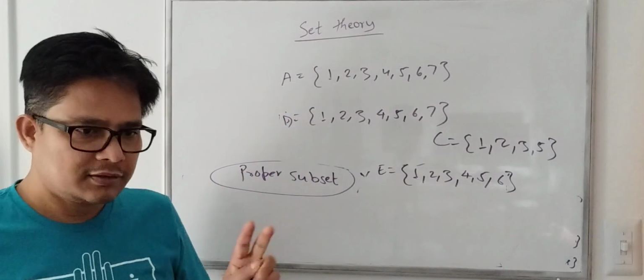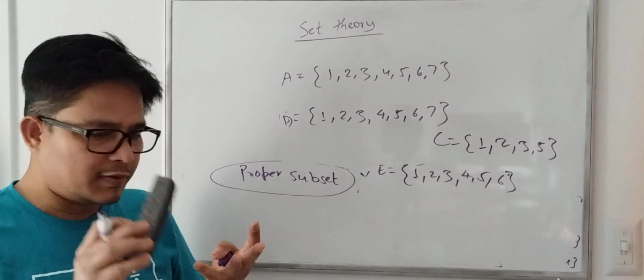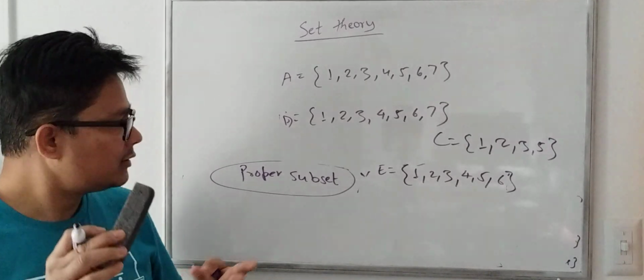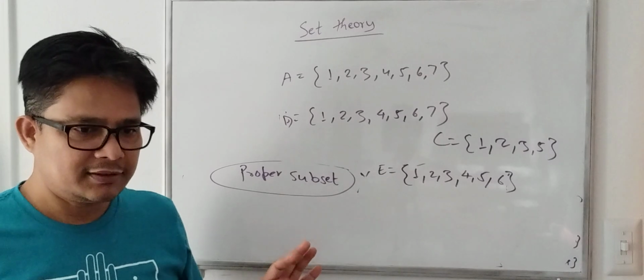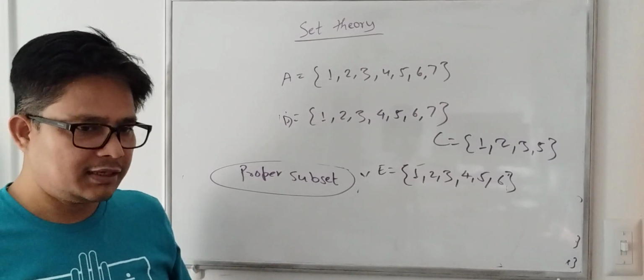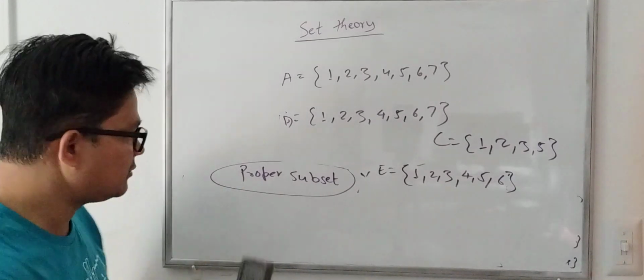Now you understood how many things? What is a set? What is a universal set? And what is a subset? And what is a proper subset? Basic concepts you understood. Okay? Do you need more examples? It's clear.